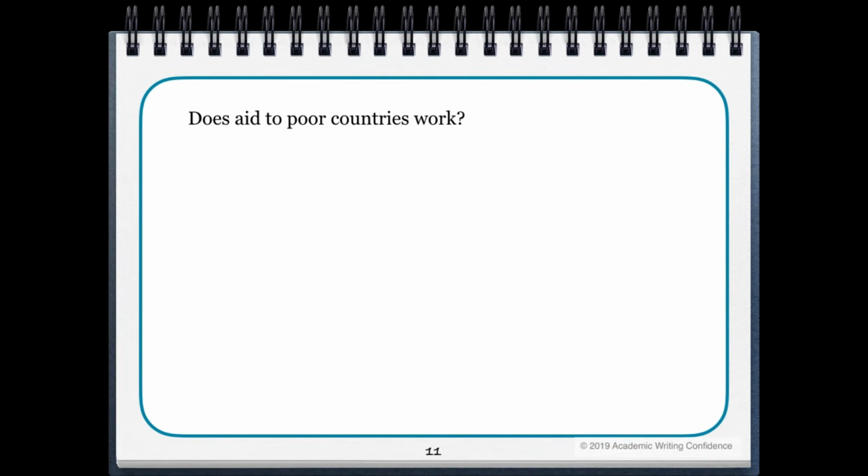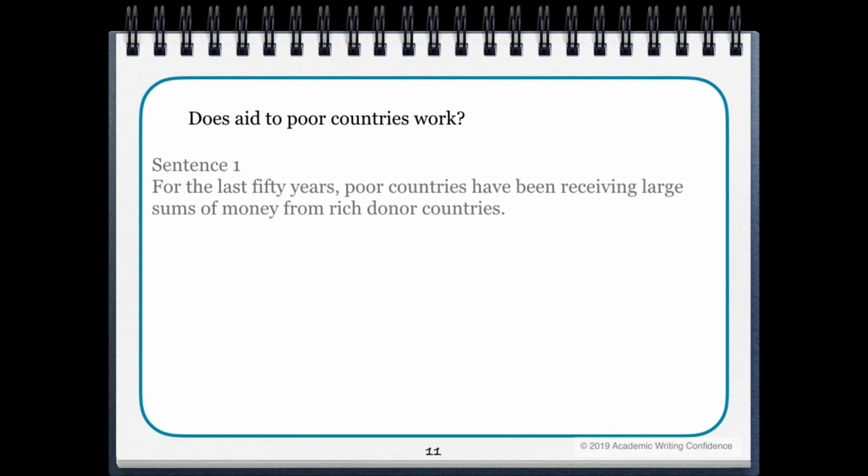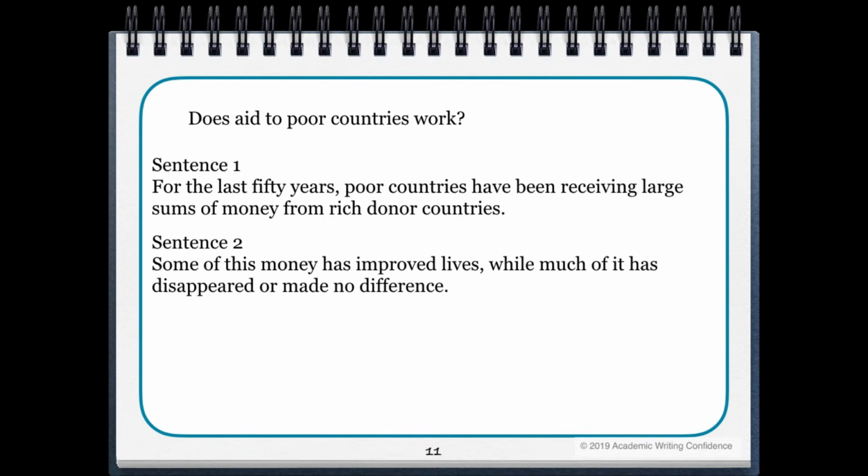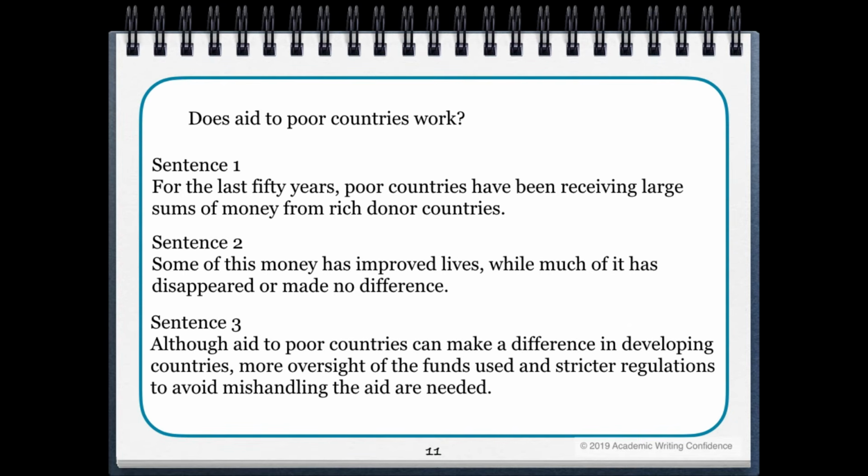All right, here's another example. Does aid to poor countries work? Your first sentence could be, for the last 50 years, poor countries have been receiving large sums of money from rich donor countries. And your second sentence could be, some of this money has improved lives, while much of it has disappeared or made no difference. And then sentence 3 would be your thesis statement. Although aid to poor countries can make a difference in developing countries, more oversight of the funds used and stricter regulations to avoid mishandling the aid are needed.